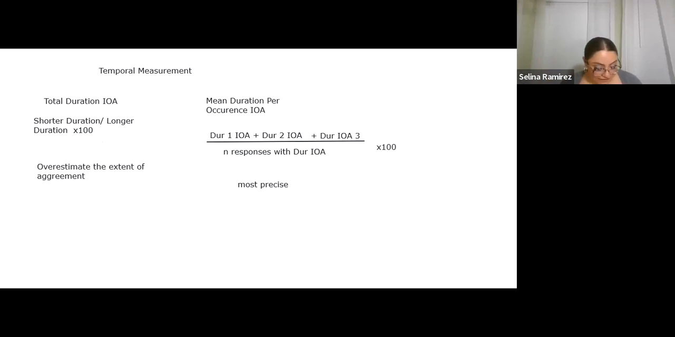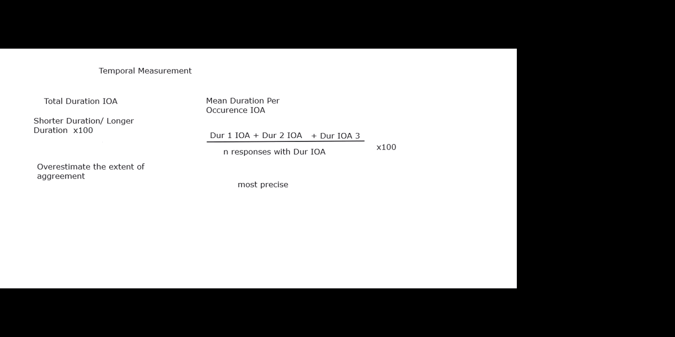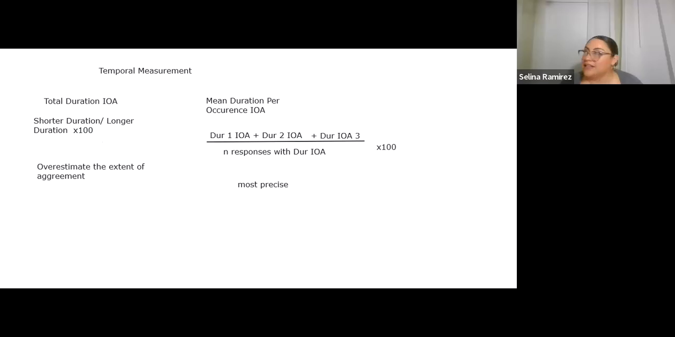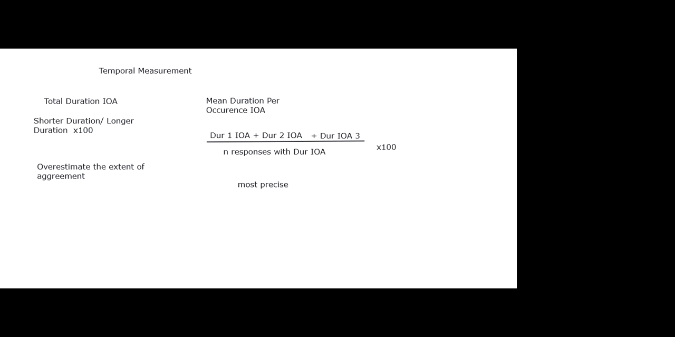Okay, so then it goes. Please, can you come again? What was that? Repeat yourself again. Oh, they were saying that if we want to be more precise and more accurate, you'll want to collect mean duration per occurrence IOA. That way you can compare each observer's intervals versus their total. Okay, all right, thanks.